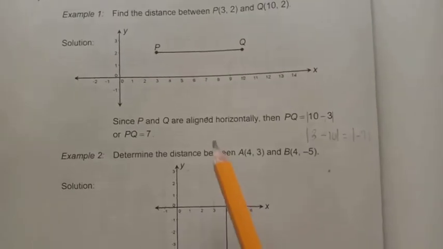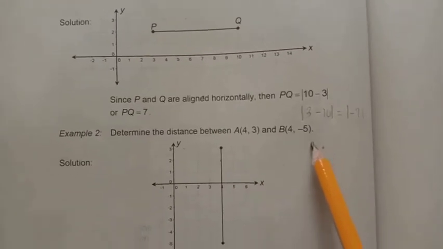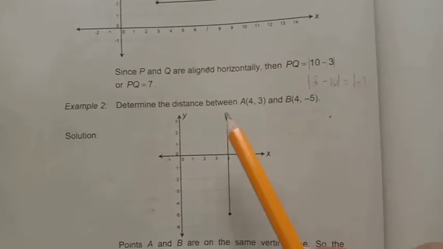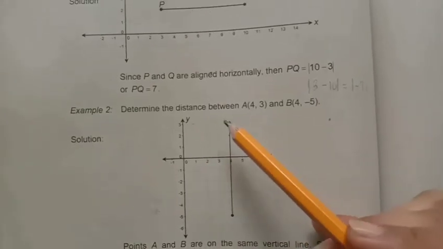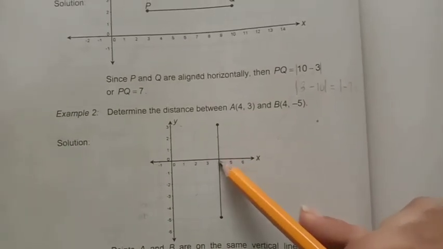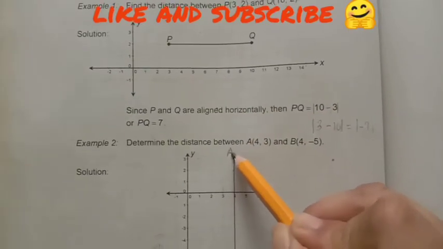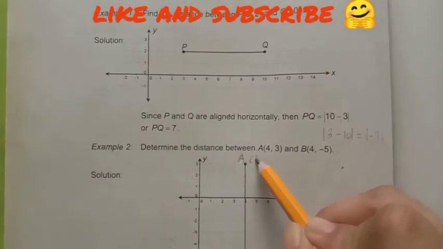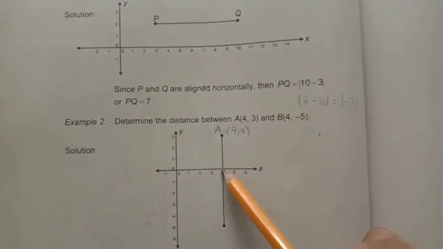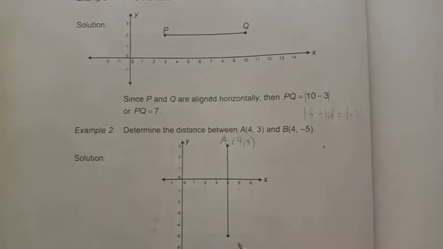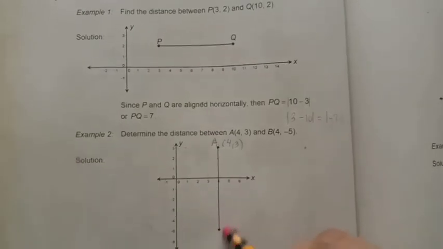Next, determine the distance between A, 4, 3, and B, 4, negative 5. So, if we're going to plot A, 4, 3, and B, 4, negative 5 into the coordinate plane, this is 4, positive 3. So, this is point A. Ito yung point A natin. 4, 3. And B, 4, negative 5. 4, negative 5. So, this is point B. Point B, 4, negative 5.